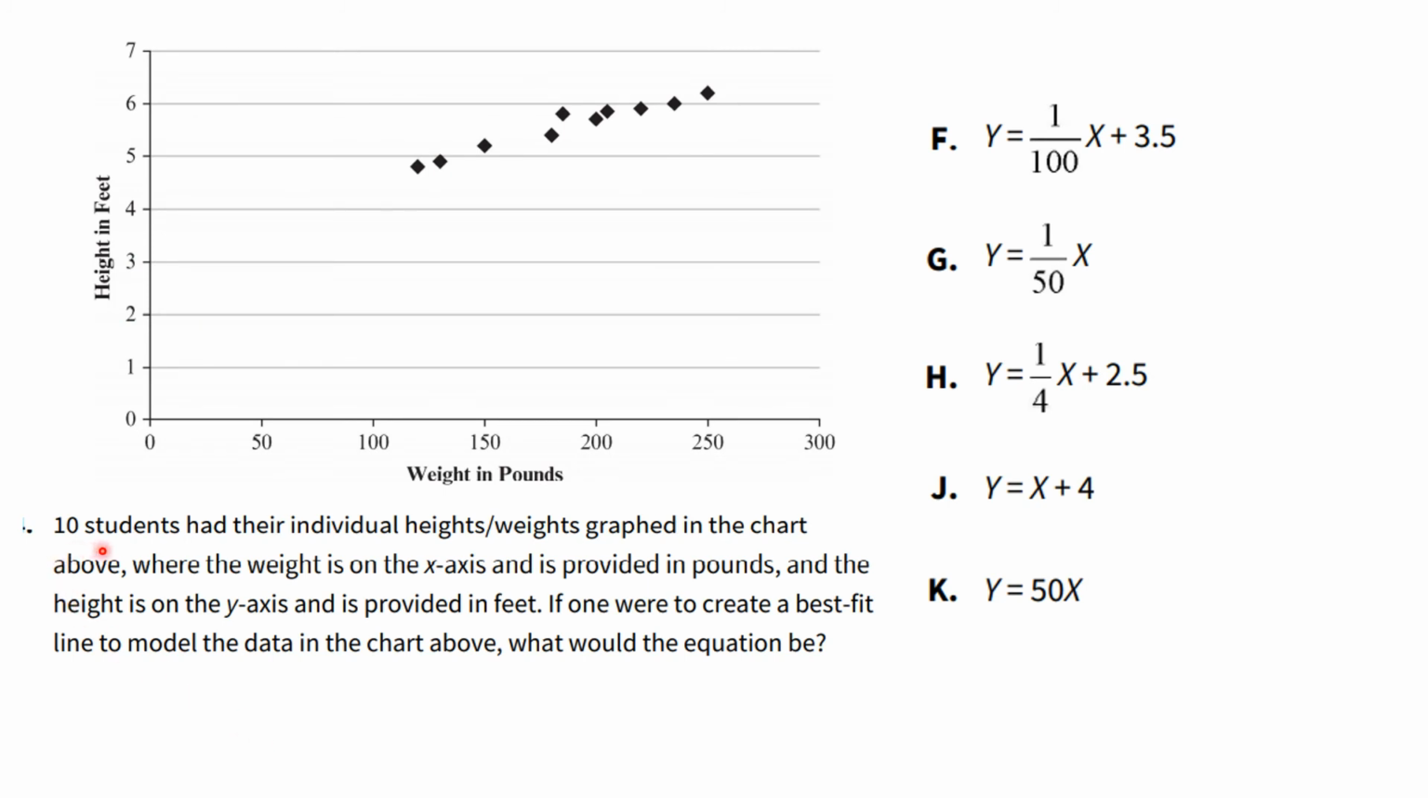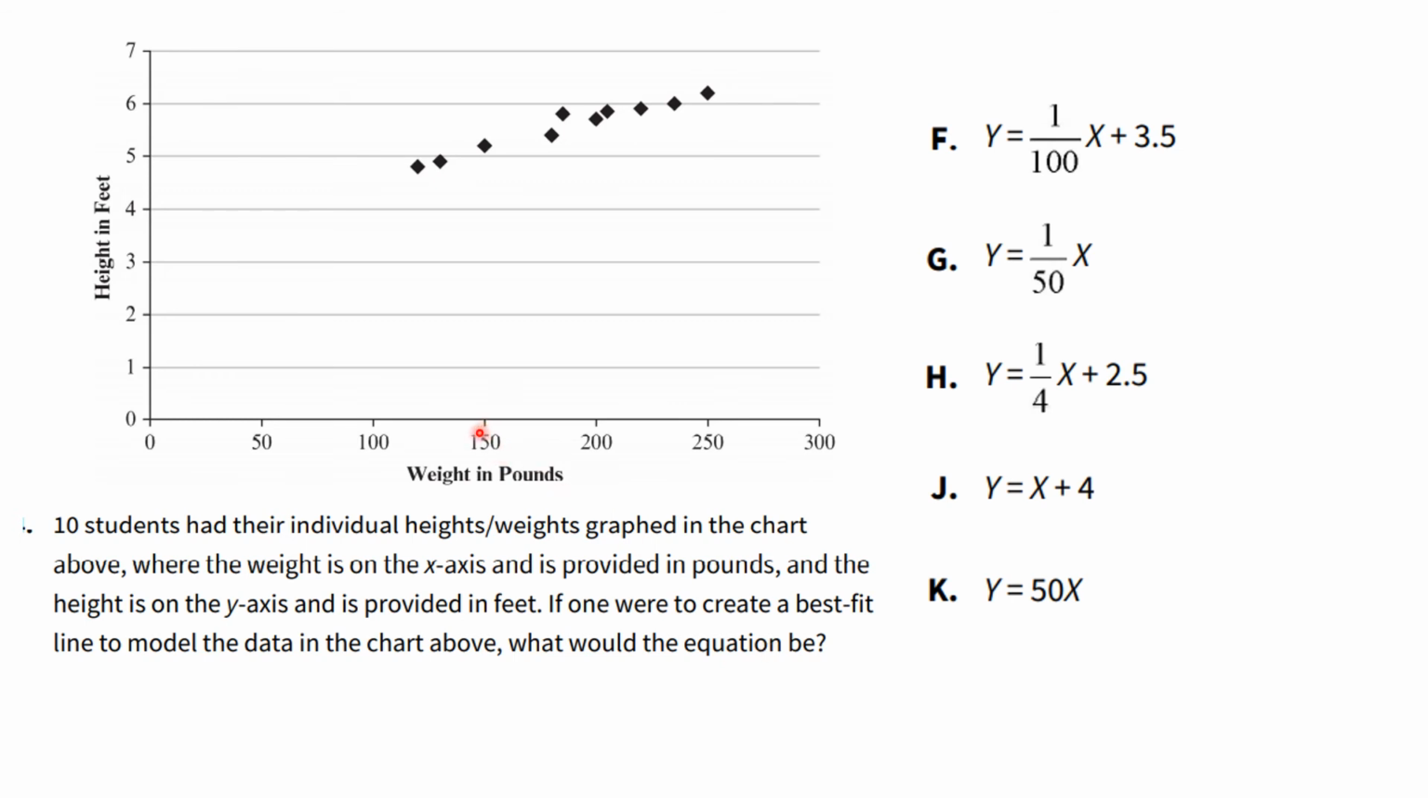In this question, 10 students had their individual heights per weight graphed in the chart, and they said the weight is represented on the x-axis and the height is represented in feet on the y-axis, as you can see. If one were to create a best fit line, it means you draw a straight line over here, trying to make it as straight as possible. To model the data in the chart above, what would the equation be? How would you solve that?